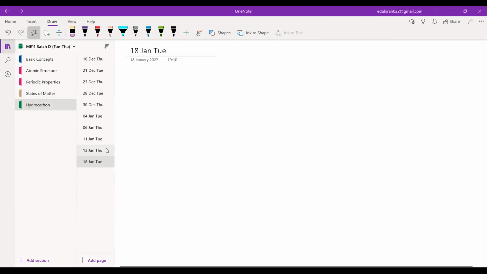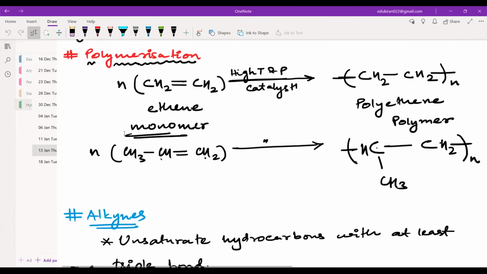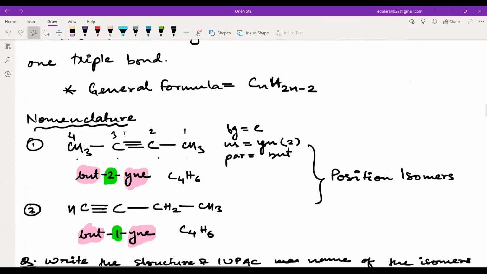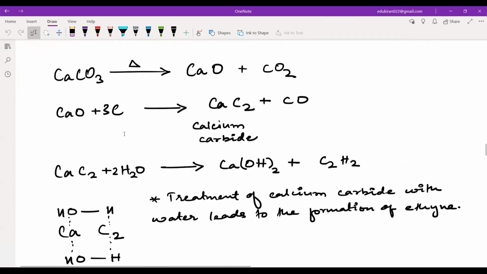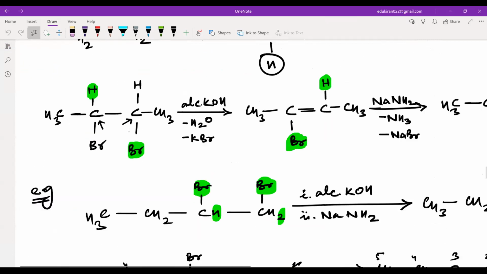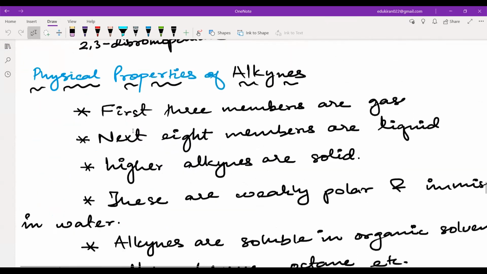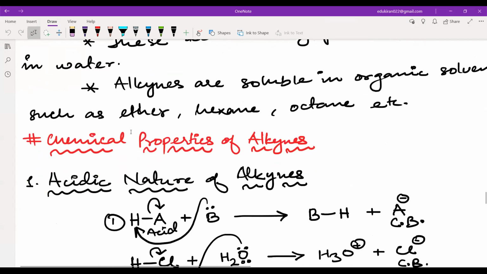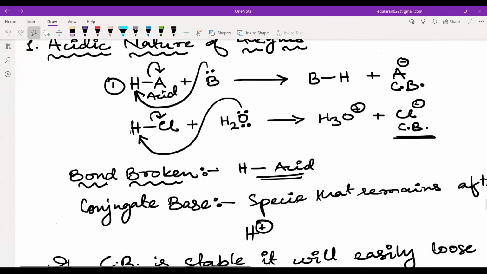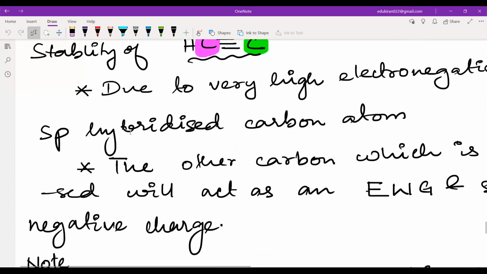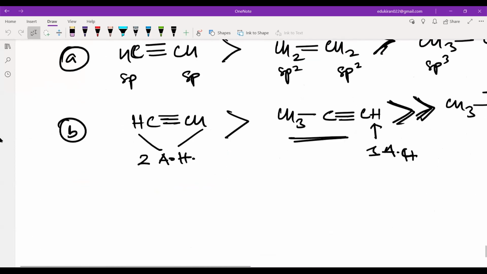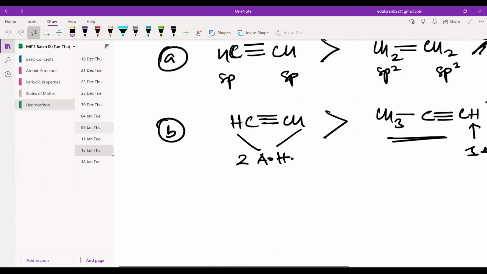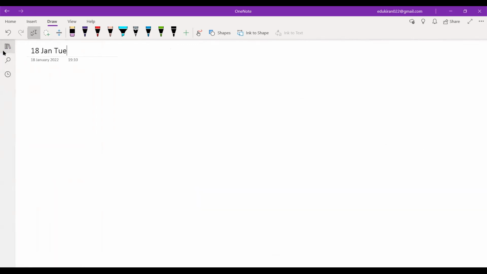I think we did some preparation of alkynes. Yeah, we did preparation of alkynes, right? From vicinal dihalide. Now we also did physical properties. We were doing the chemical properties of alkyne, and we were done with the acidic character, I think so, right? Yes. Now you can write the addition reaction.